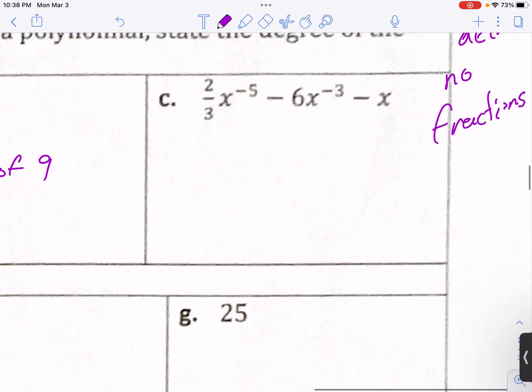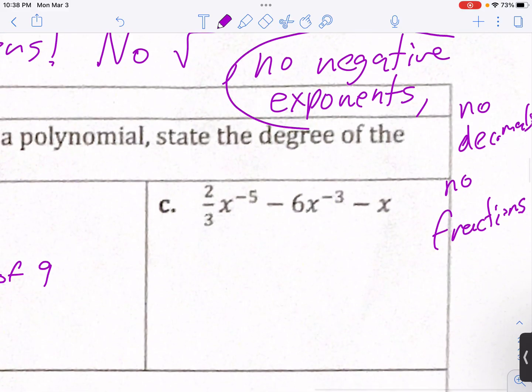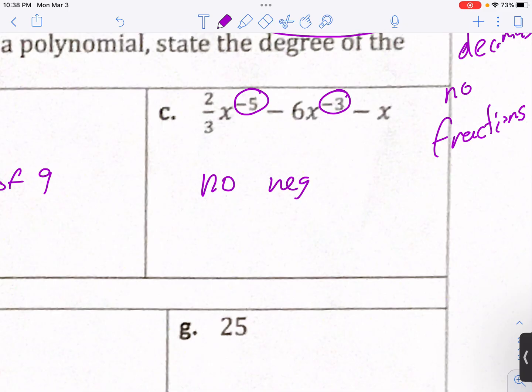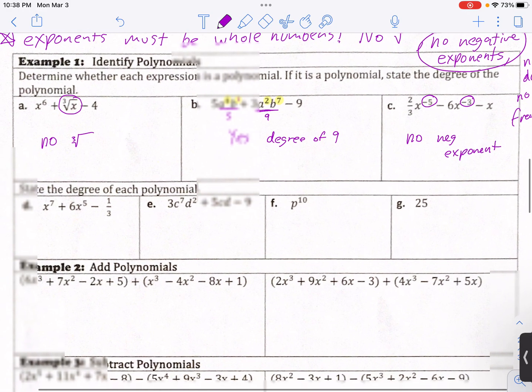Okay, on this one, right away, and it's right by what we said, no negatives. I have negatives right there 2 times. We're going to say no, negative exponent. All right, that's example 1.